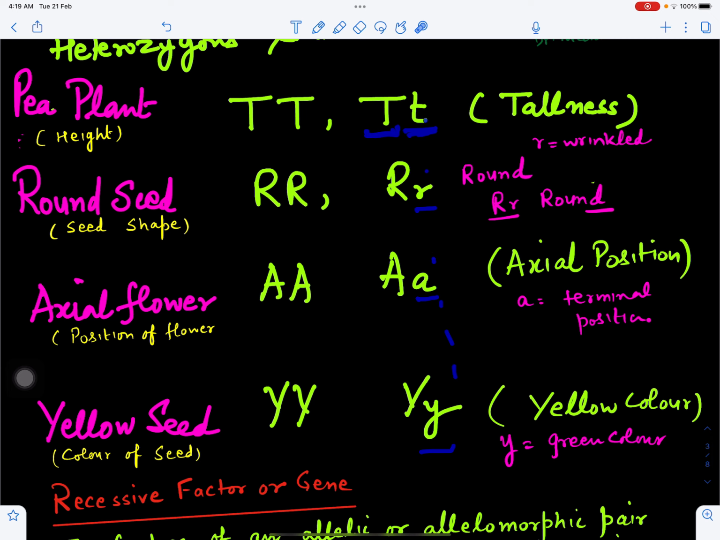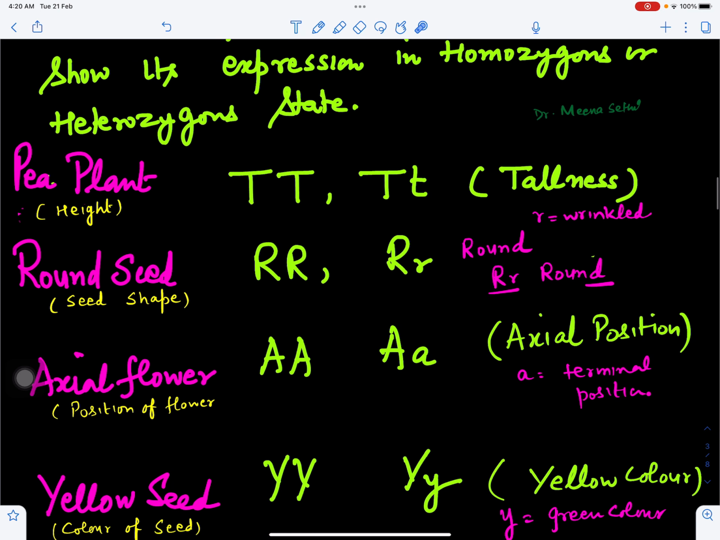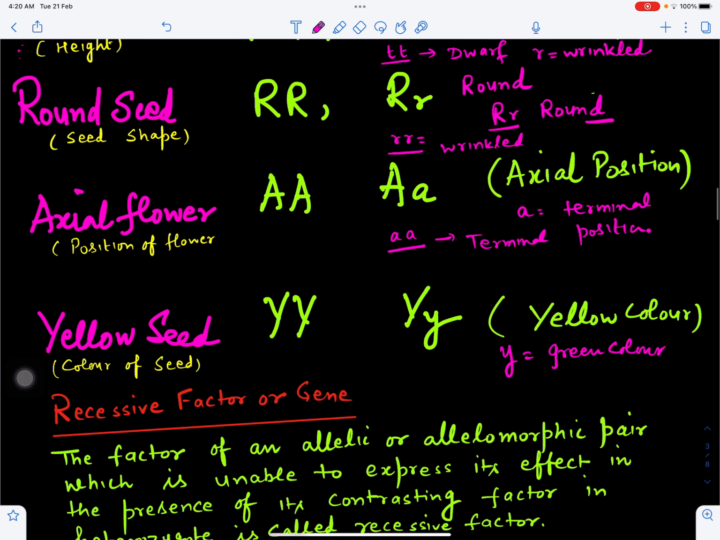So these are the dwarf genes, or we can say recessive genes, and these genes will only show their expression when they are present in a pure homozygous state. Like with plant height, if it is small t and small t, then the organism will be dwarf. If it is small r, then the shape of the seed will be wrinkled. If it is small a, then the position will be terminal. And if it is small y, then the color will be green. So they will show their expression in the homozygous state, but their expression will remain hidden in the presence of the dominant gene. So this is all about dominant and recessive factor.